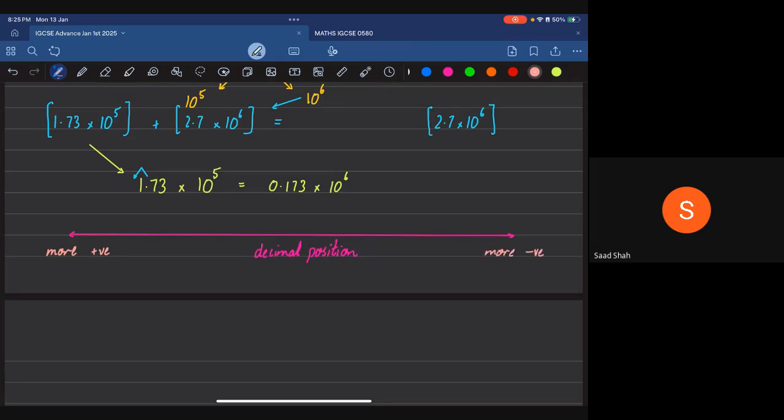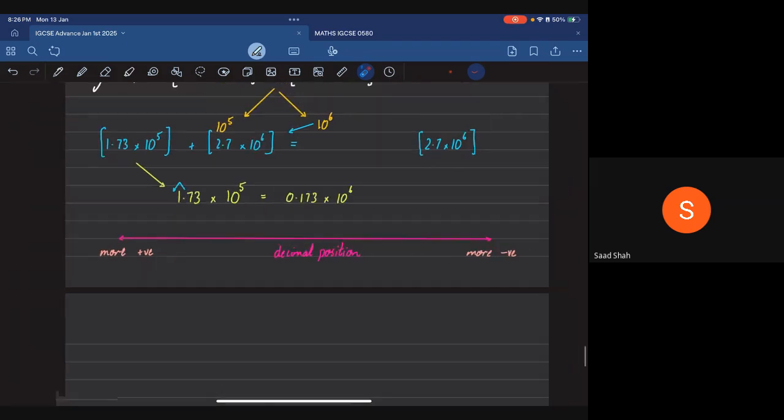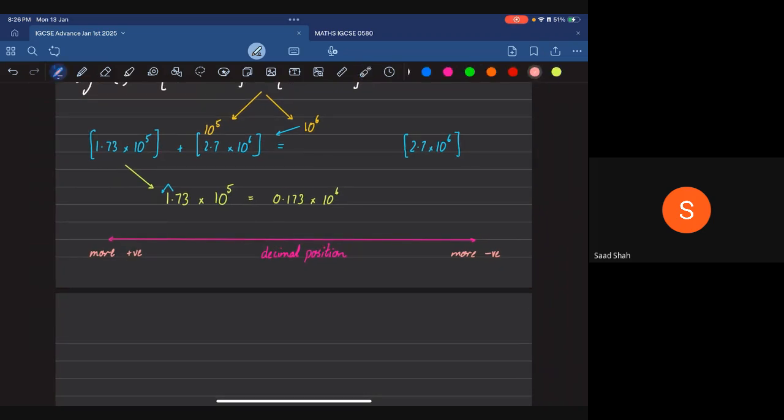What do I mean by more positive? When I shifted my decimal one space to the left, the power went from 5 to 6, so it's a positive increase. I'm using the terms positive and negative for the power of 10 because you're obviously going to have negative powers as well, so more positive, less negative, and so on will come into play. Is this clear, guys? Anyone who does not understand this? Yes, people. All right.